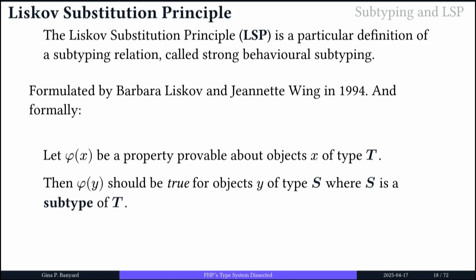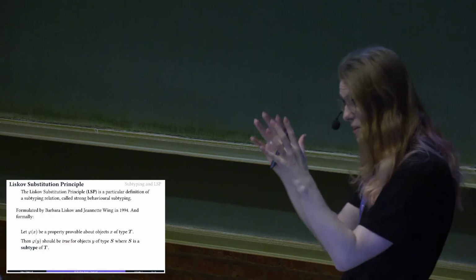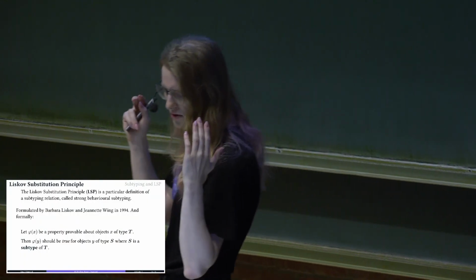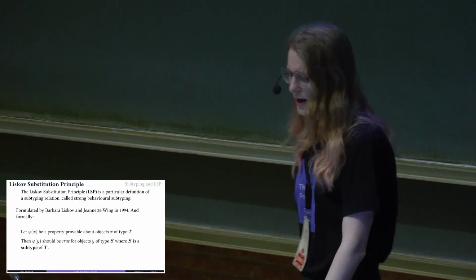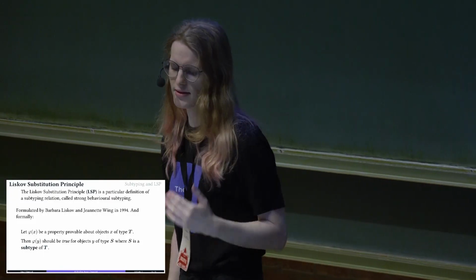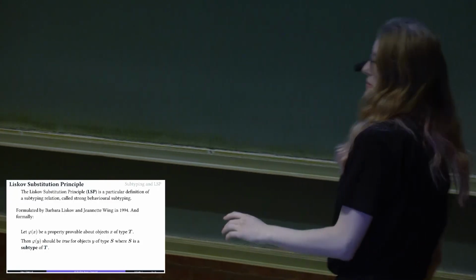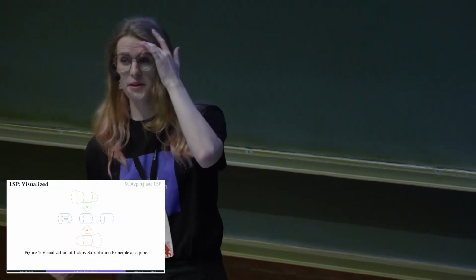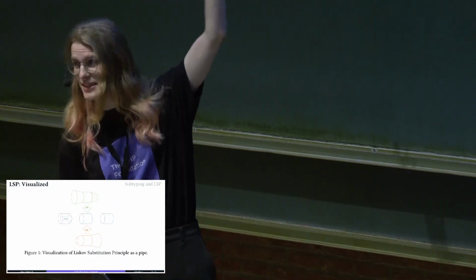So LSP, the Liskov substitution principle, is a particular definition of a subtyping relationship. There are many others that exist, this one is called strong behavioral subtyping. It was formulated in 1994 by Barbara Liskov and Jeannette Wing. Formally, it tells you: let phi of x be a property provable about objects x of type T, then phi of y should be true for objects y of type S, where S is a subtype of T. OK, it's a bit complicated. But basically, this is how you can visualize it.